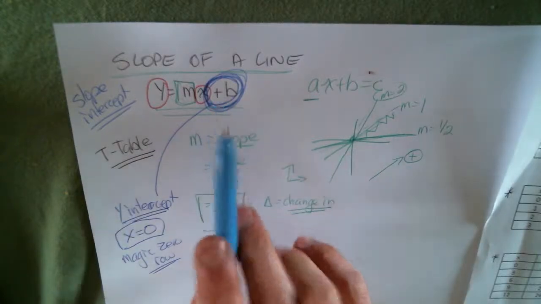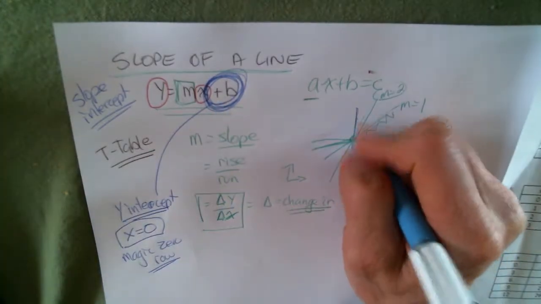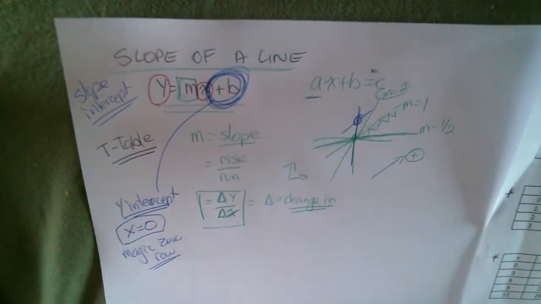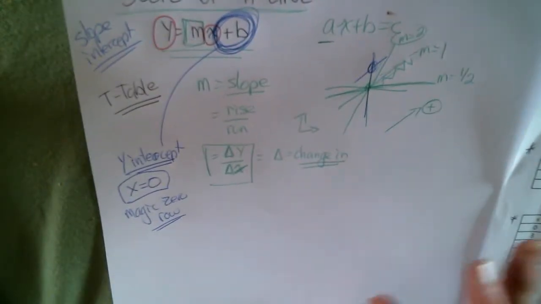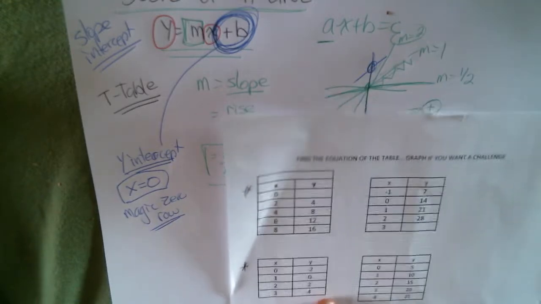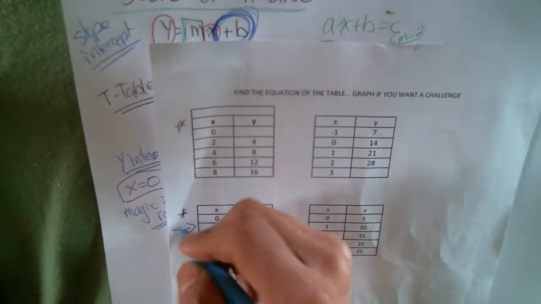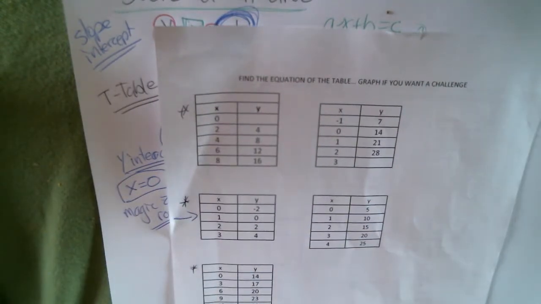And B is where it crosses the y-axis. That's the formula. That's the background. Let's put it into practice. Okay, so I'm going to do 2 of these problems that I gave you to work on. I'm going to start with this one right here. This one's pretty straightforward. This is the easy one.